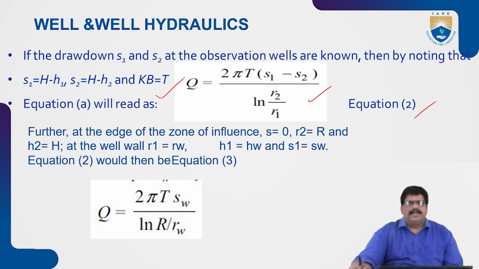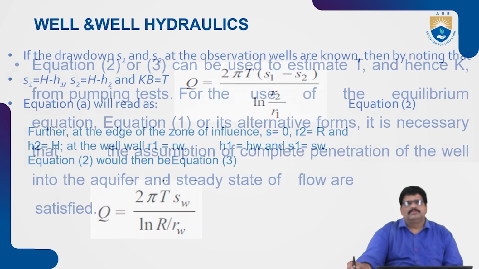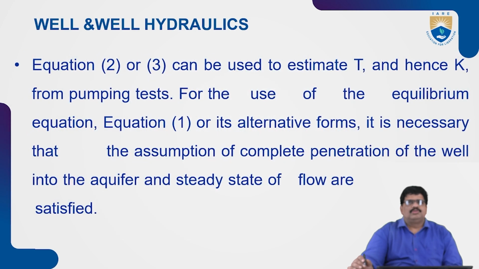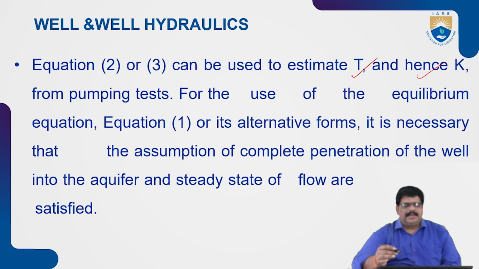Equation 2 would then become equation 3, which is Q equal to 2 pi T SW divided by log R by rw. So based on equation 2, what we have to find is the T value, the estimation of T, and hence K, from the pumping test for the different types of equilibrium conditions. Equation 1 has alternative forms, and it is necessary that the assumptions of the completion of the wells into the aquifer and steady state flow can be satisfied.